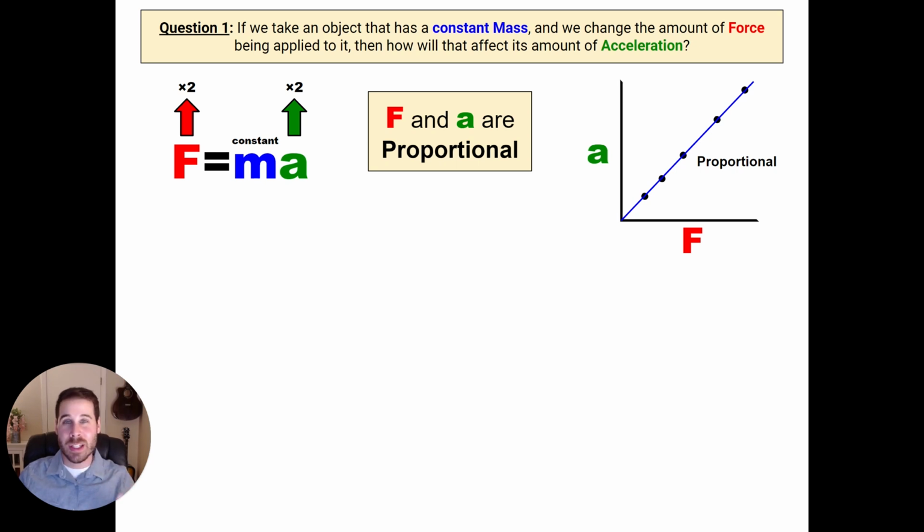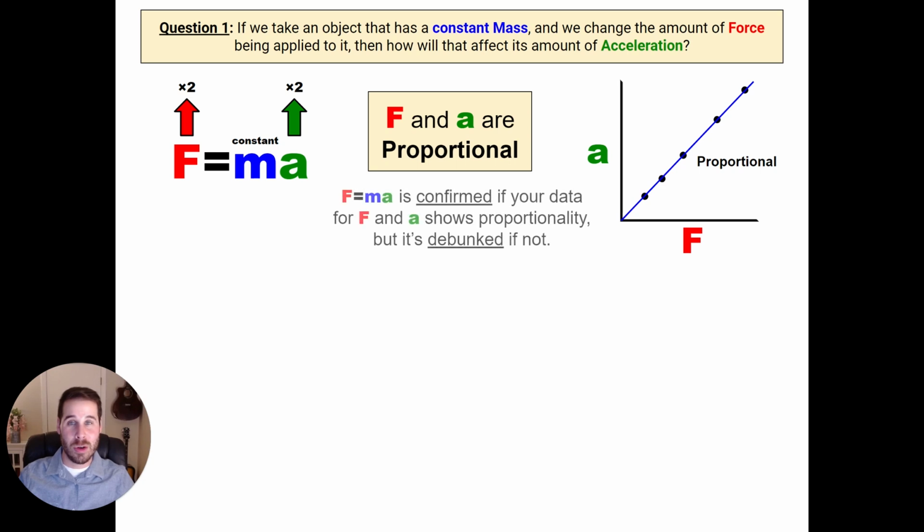Now, that makes sense because if you don't pull on the cart at all, if you use zero force, then the cart should not accelerate at all. So there should be zero acceleration. So 0, 0 is always an important location for a proportional relationship. In today's lab, F equals ma will be confirmed as a real valid equation if your data for F and A shows proportionality, meaning you get a proportional relationship on your graph. And F equals ma will be debunked, meaning it's not a valid relationship, if you don't see a proportional relationship between A and F. So that's how you figure out if F equals ma is a real equation or not, based on question 1.